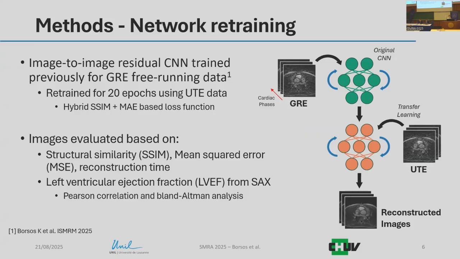We compare our reconstructed images to the compressed sensing reference based on some metrics, including the structural similarity index, the mean squared error, the peak signal to noise ratio, as well as, of course, the reconstruction time, which is one of our primary interests. In addition, because we want to make sure that we're not impacting the functional information from these volumes, we also evaluate the left ventricular ejection fraction. And this we compare to the measurements from the compressed sensing reference via correlation and Bland-Altman analysis.